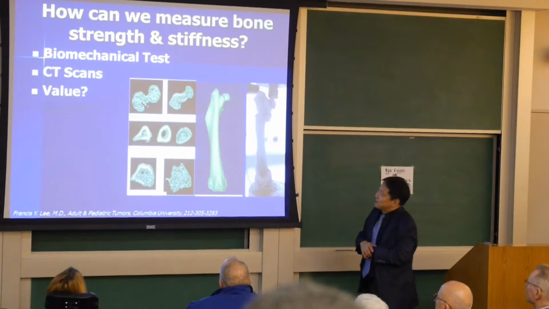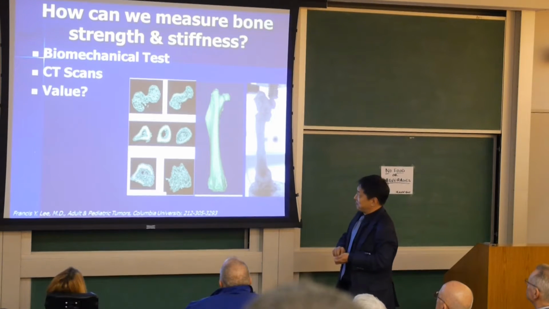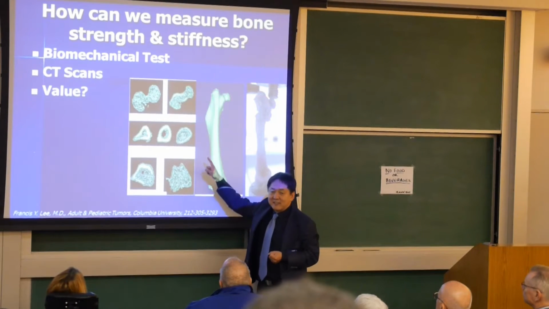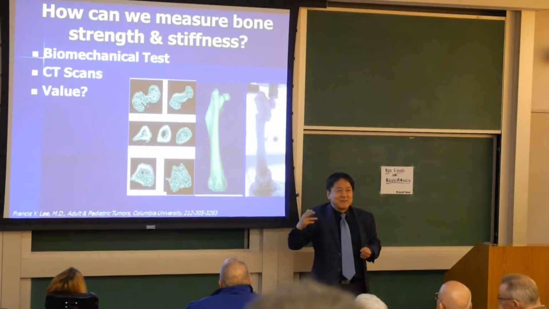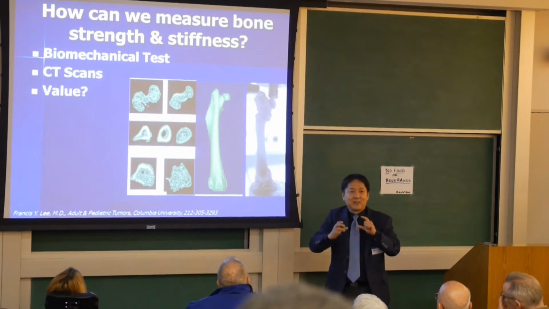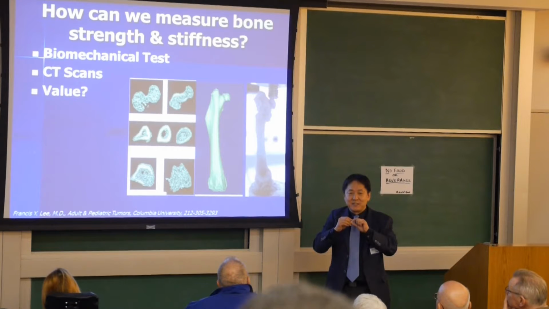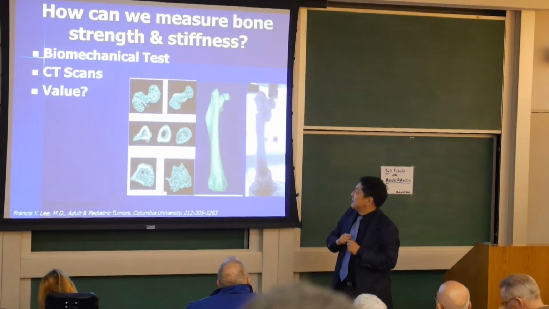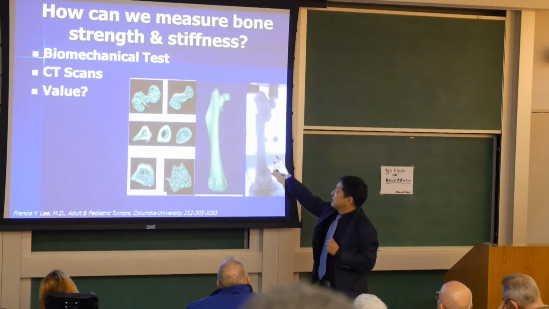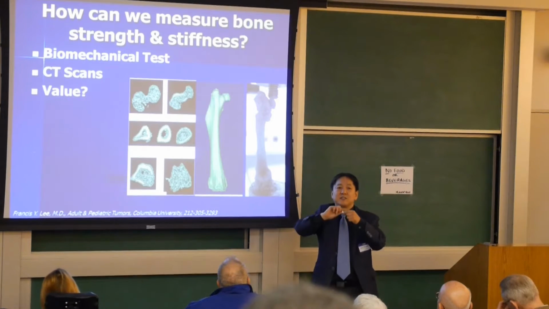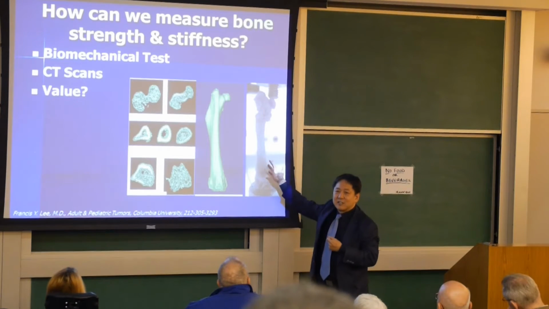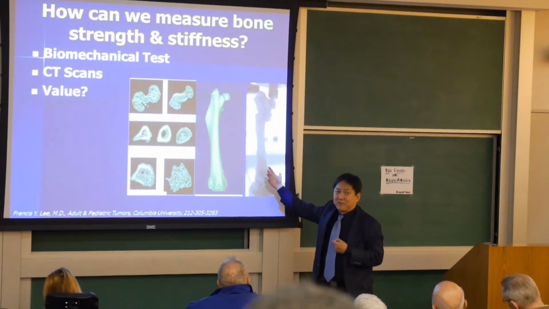How do we measure bone strength? There are two ways. One is getting a CT scan, then somehow engineers can figure out how to calculate the mechanical properties, meaning whether bone is stiff or bone is strong. That's the first thing. And the second is a biomechanical test, meaning sometimes we test the bone by applying force. But this kind of thing cannot be done in real patients.